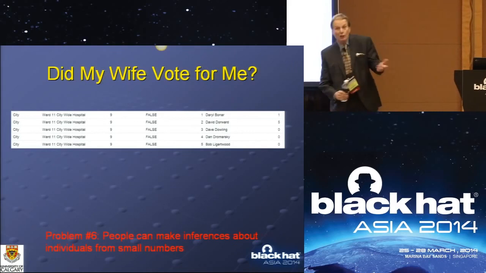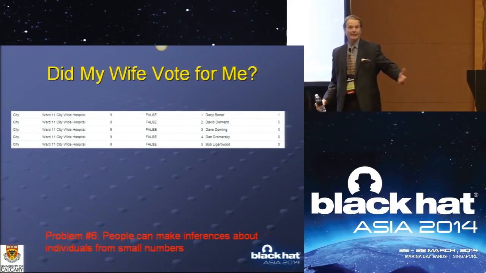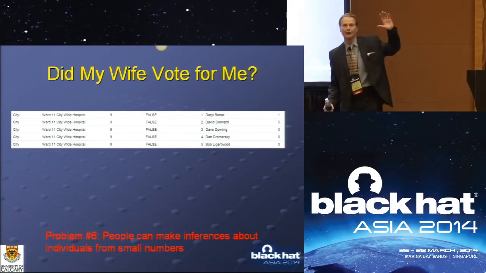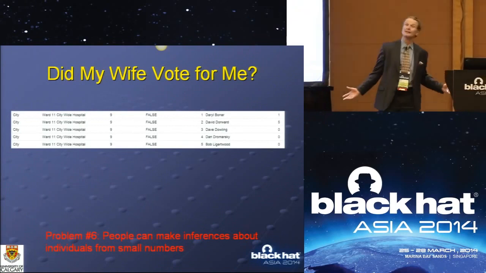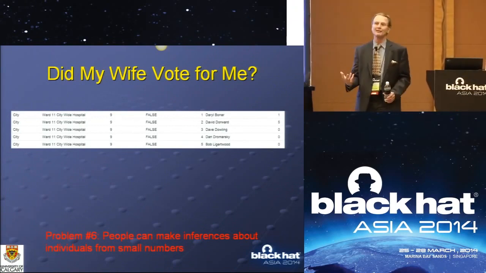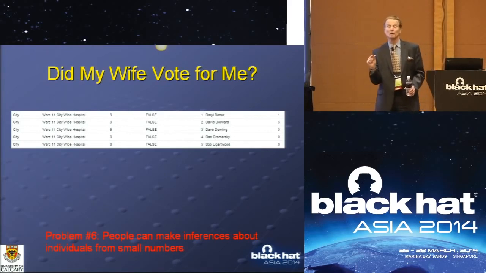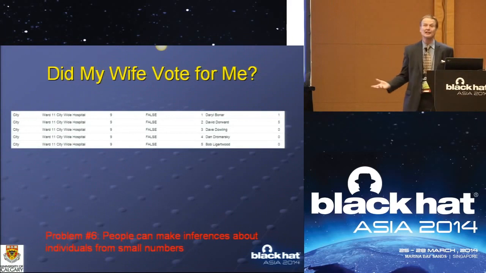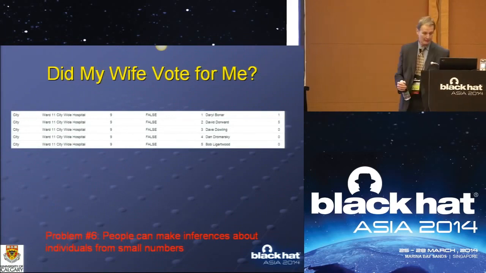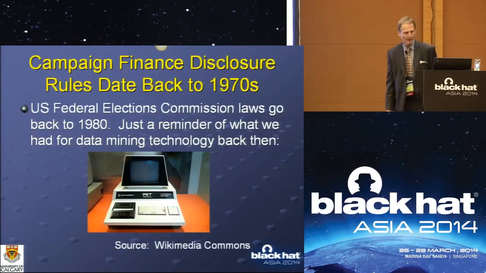Why do we care? Well, let's say Dave's wife was in hospital. And he comes in and says, honey, did you vote? Oh, yeah, I voted. I voted for you. Well, she's lying because nobody voted for him in any hospital in Edmonton. Now, this is a contrived example, but it makes the point, I hope, that when you have very small numbers, you don't report them. You just say not significant. It really doesn't matter if Dave got 0 votes or 5 votes. He's not going to be the mayor anyway. So people can make inferences about individuals from small numbers.